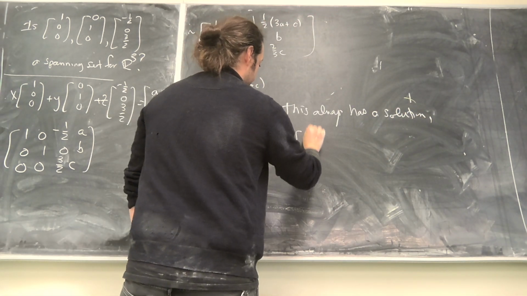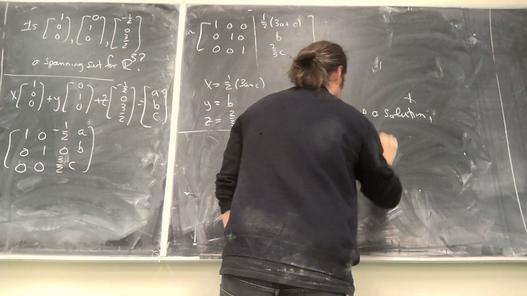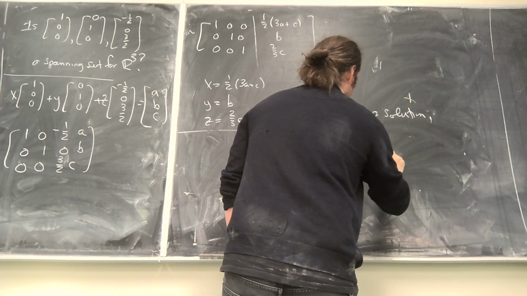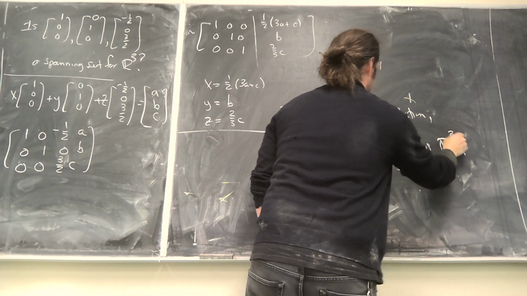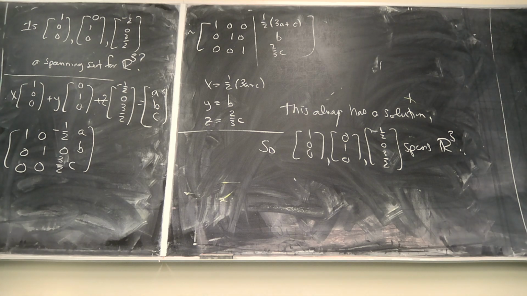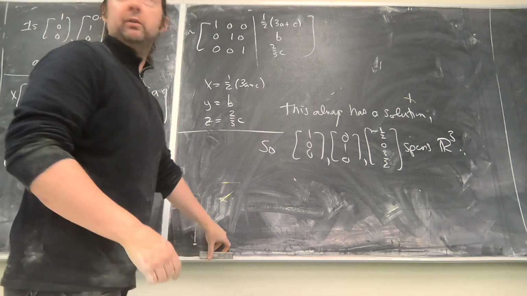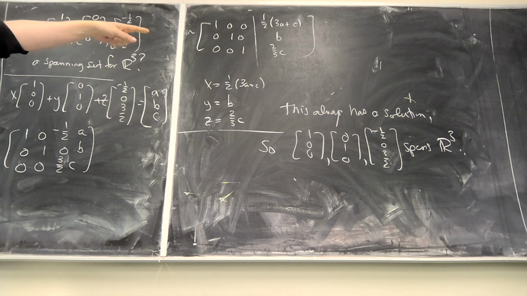So (1, 0, 0), (0, 1, 0), (-1/2, 0, 3/2) spans R3. So you can pick any value for A, B, and C independently, and as long as you feel okay. Yeah. So any vector in R3 can be written as a linear combination of these guys with those precise entries for the x, y, and z.